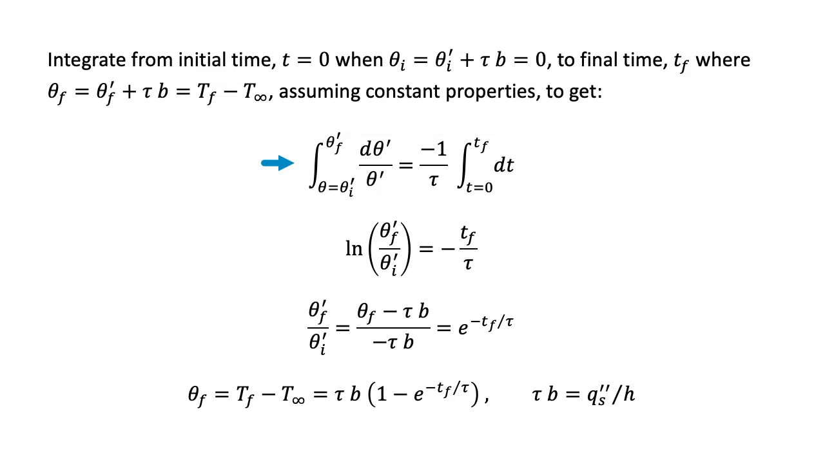Separating variables, we integrate this equation from our initial time to the final time. Finally, we solve for an equation for the temperature as a function of time. We see that the final temperature will asymptote exponentially towards a constant value as time goes to infinity.